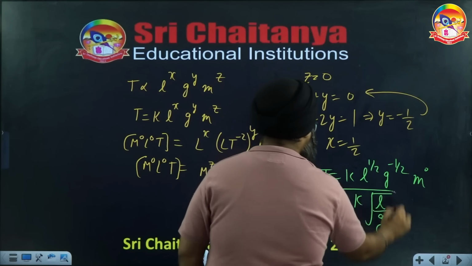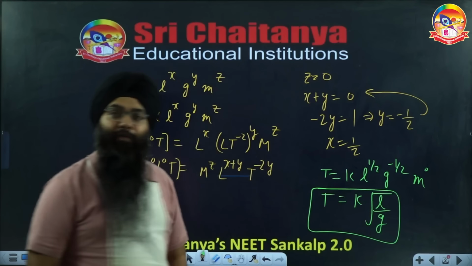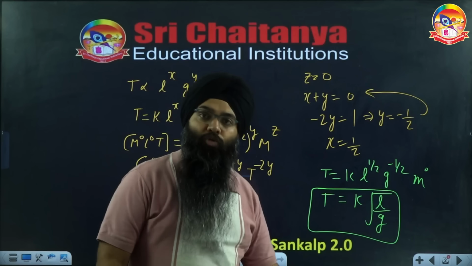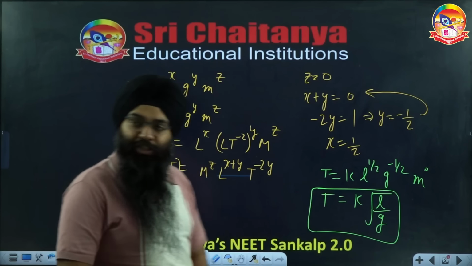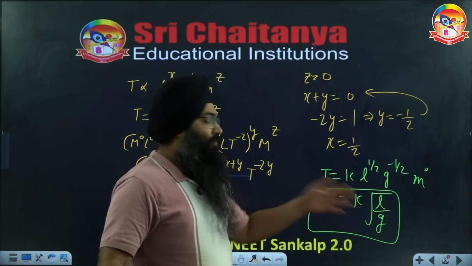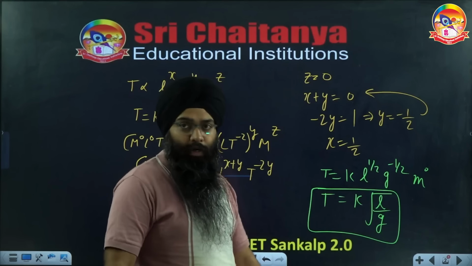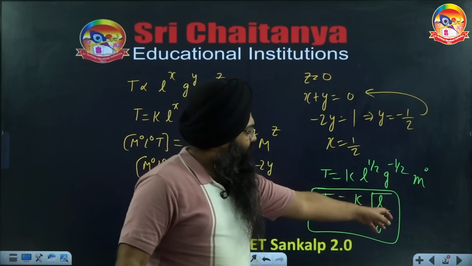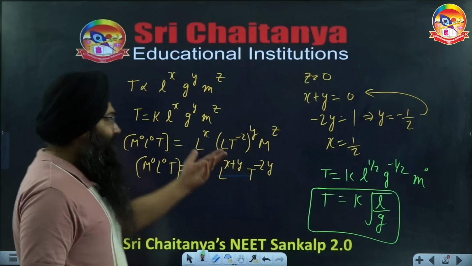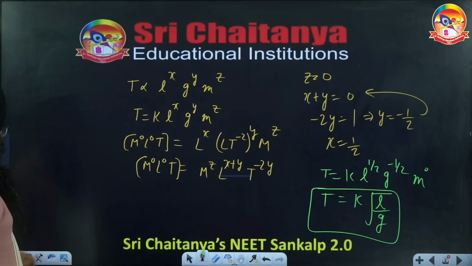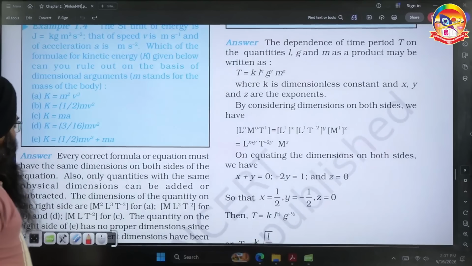Will I be able to calculate the value of k from dimensional analysis? No, I will not be able to calculate, because that is the limitation of dimensional analysis. We are assuming k is dimensionless, but even if it has dimension, we will not be able to calculate it. But this formula is basically correct. So this is how you can calculate the formula of different quantities with the help of dimensional analysis.